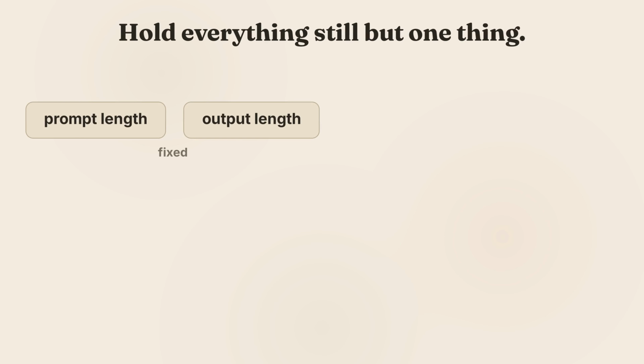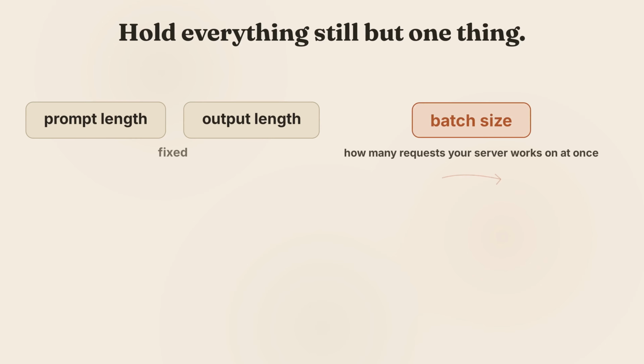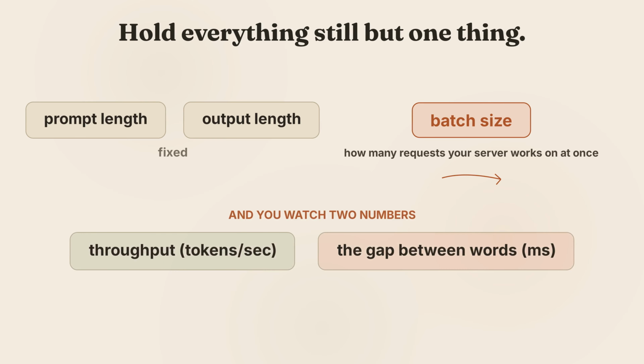An experiment. And it's the one I promised you at the top. And you already know most of it because earlier in this course we drew a curve by varying one thing and holding everything else still. Same idea here. Hold your prompt length and output length fixed, then walk your batch size up. And your batch size is just how many requests your server is working on at once. And you watch two numbers while you do it, right? Your throughput and the gap between words one user feels.